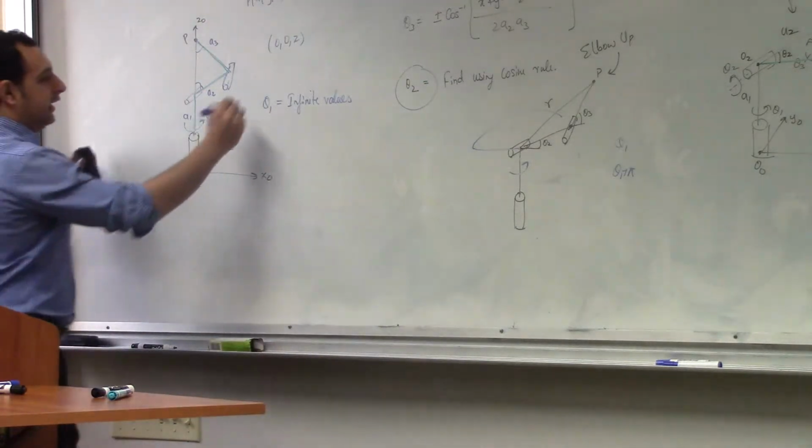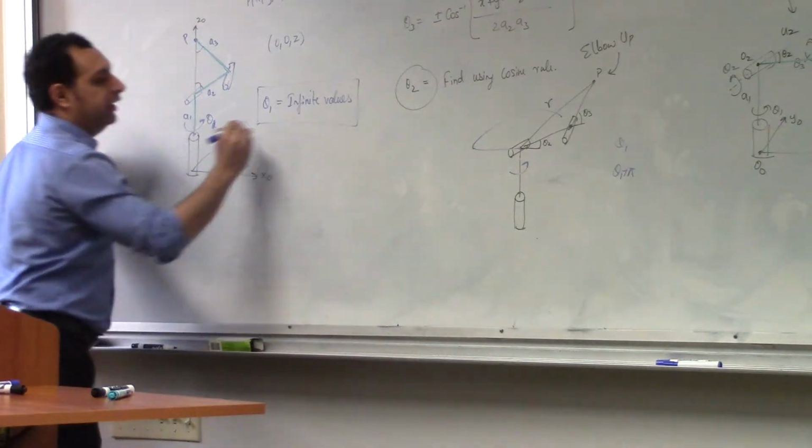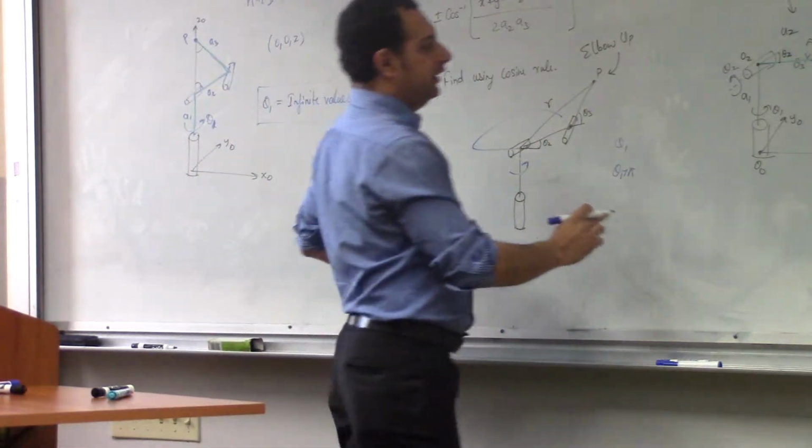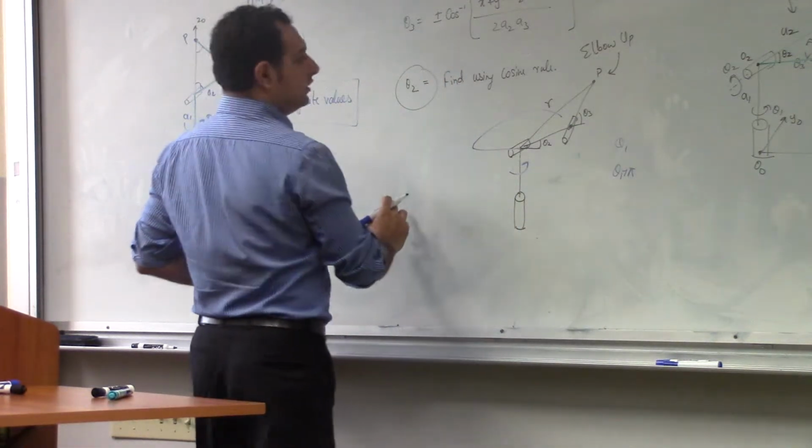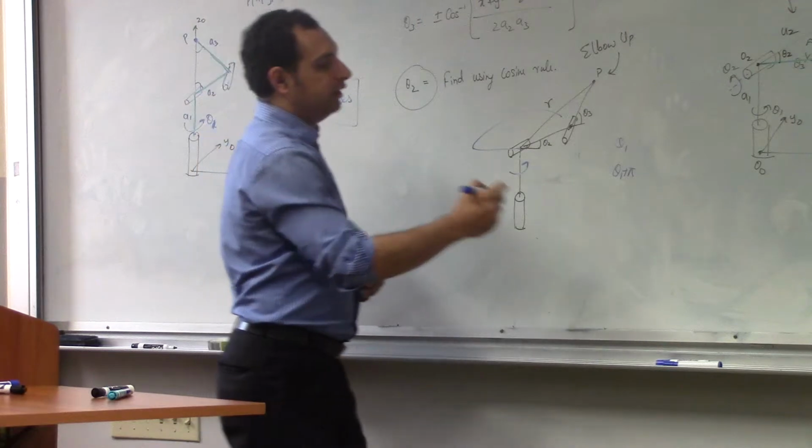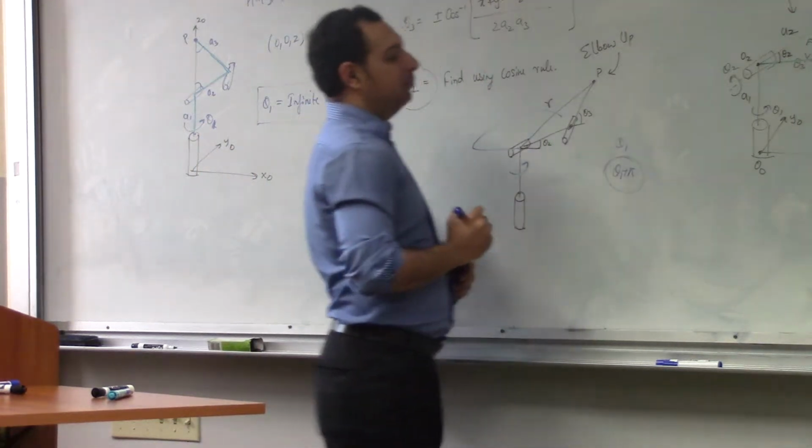So this is a case where it has infinite solutions, and also this value of theta 1 that you find out as tan inverse of y over x is not unique. You can have another solution which will be plus pi.